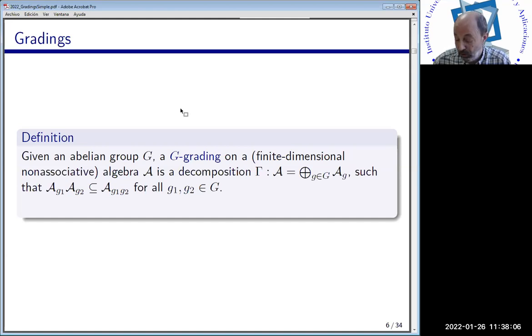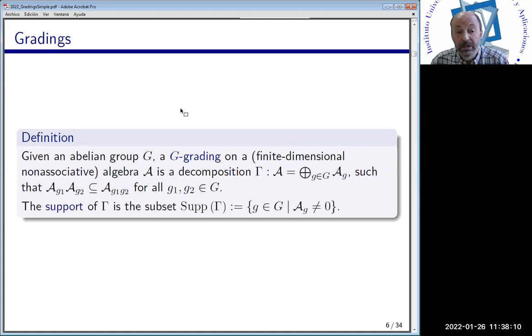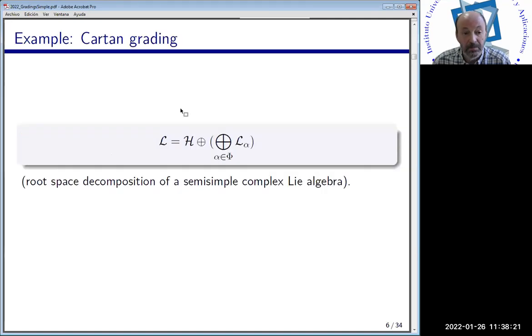In general, not all homogeneous components will be different from 0. So we consider the support, which is just the set of labels such that the homogeneous components are different from 0. Okay, so these are part of the definitions and examples.